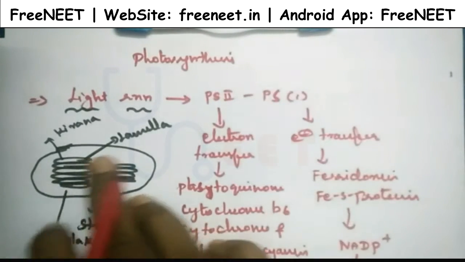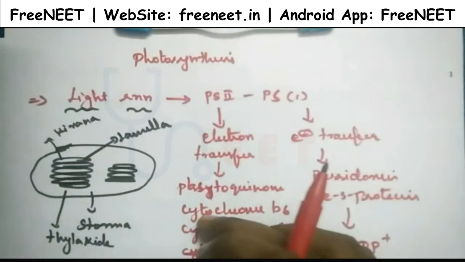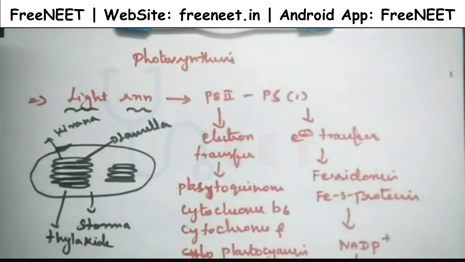This chloroplast contains double wall cell membranes. In between this cell membrane, stroma is also there. It is a semi-liquid.